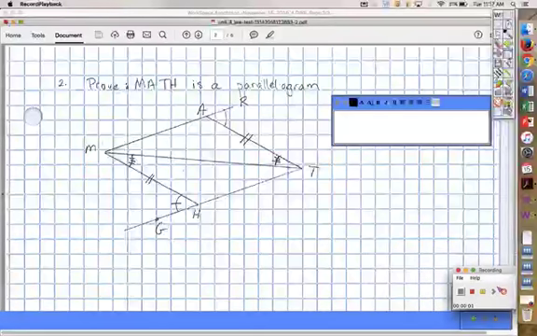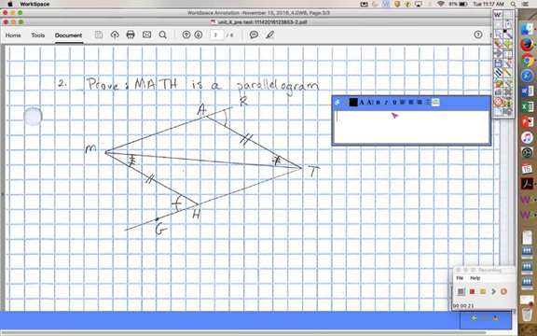This is the second video of your Unit 4 review. What we need to do is prove that MATH, M-A-T-H, is a parallelogram. We need to look at what we're given. I'll tell you that what you're given is more than what you need. Make sure you begin with the easy part, which is statement and reason. You want to get as many points as you can.